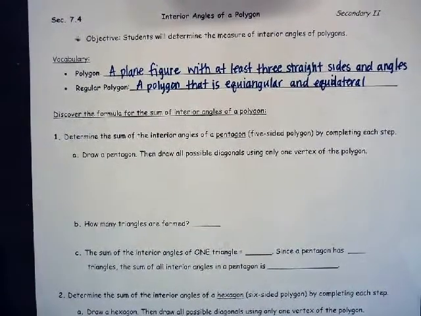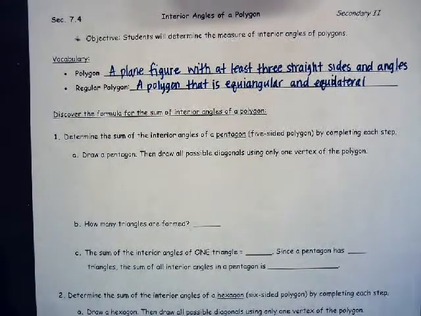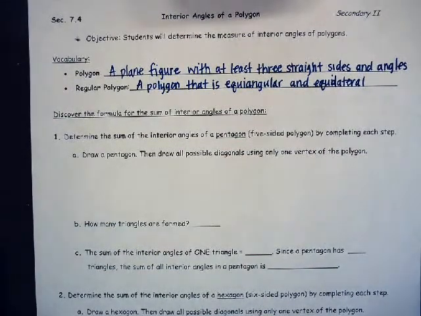Okay. So, determine the sum of the interior angles of a pentagon. Those of you that can't remember what a pentagon is, it says in parentheses a 5-sided polygon. I'm going to give you just a second to do that. Don't cheat and look up at my paper. Do it on your own. Brandon, I know you did. Draw a pentagon. Then draw all possible diagonals using only one vertex of the polygon. Try to read those instructions again and see if you understand what that means.